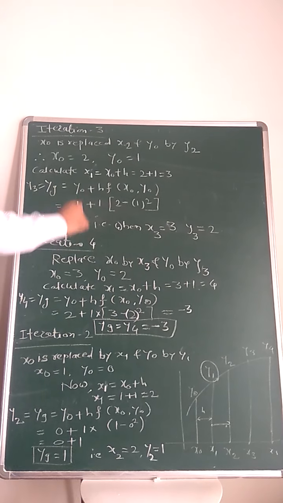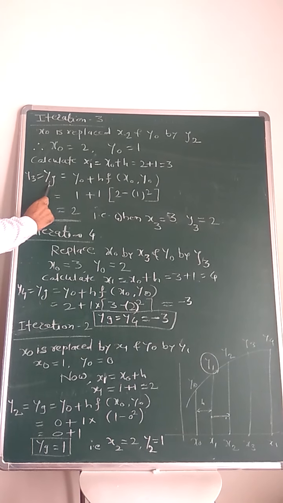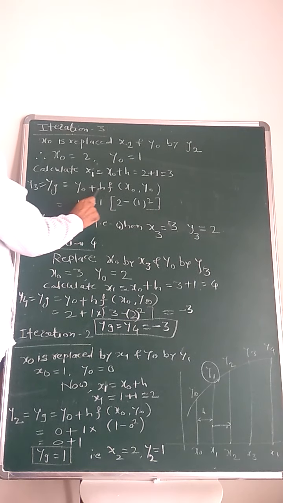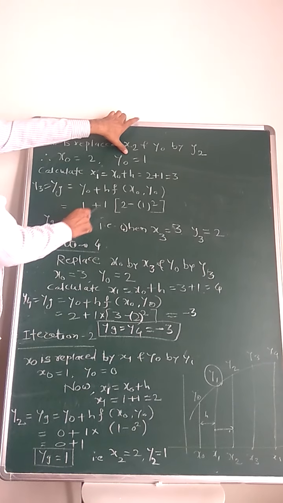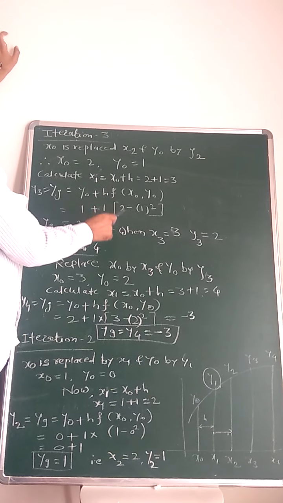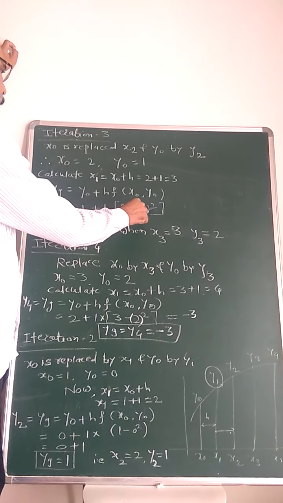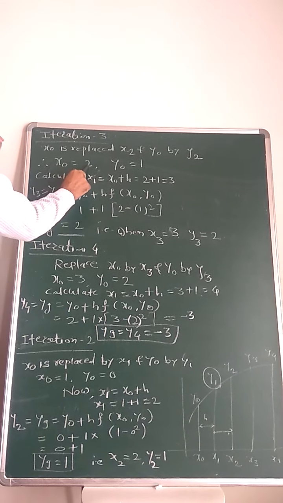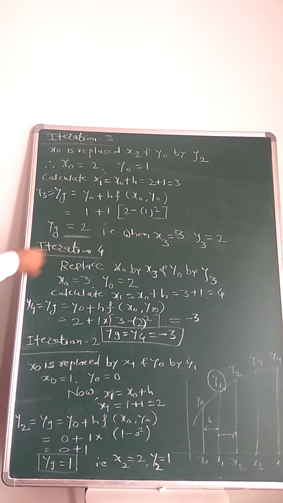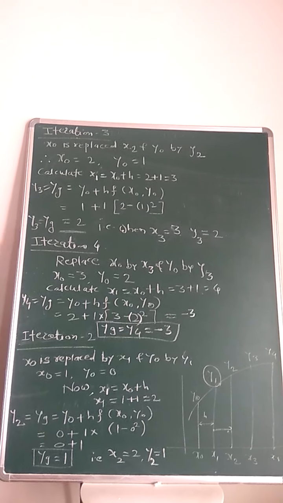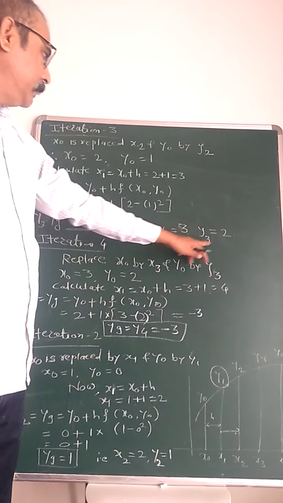Again using Euler's formula, for iteration number 3, we are going to calculate y3. That is, y3 is equal to yg is equal to our formula y0 plus h f of x0, y0. y0 is 1 plus step size 1. Our function is x minus y square. Therefore 2 minus 1 square, x0 is 2 and y0 is 1 square. Therefore yg is equal to 2. That is the value for y3. That is, when x3 is equal to 3, y3 is equal to 2.